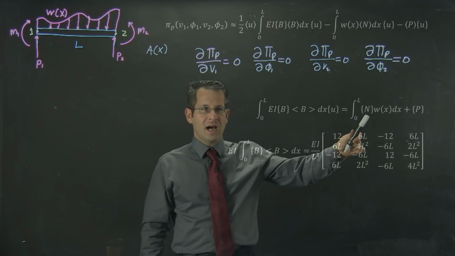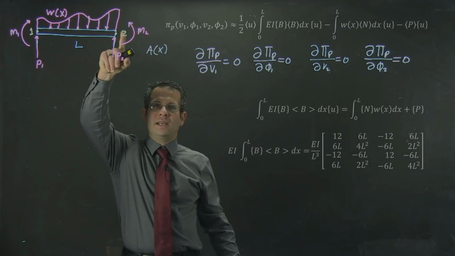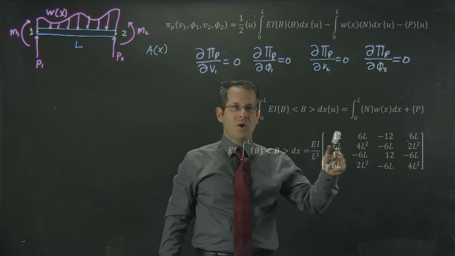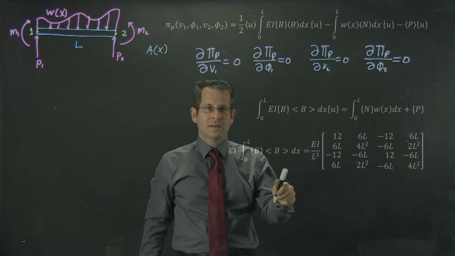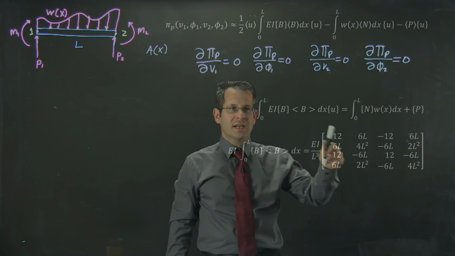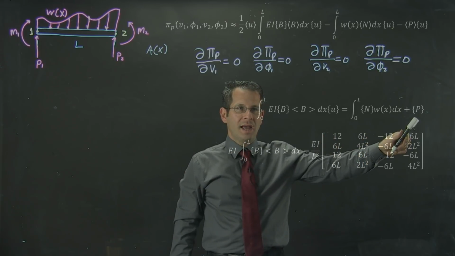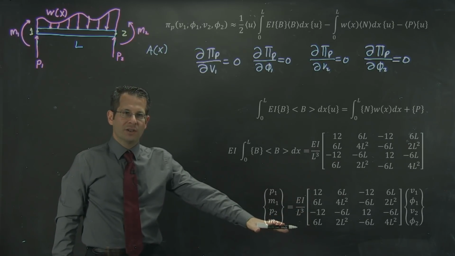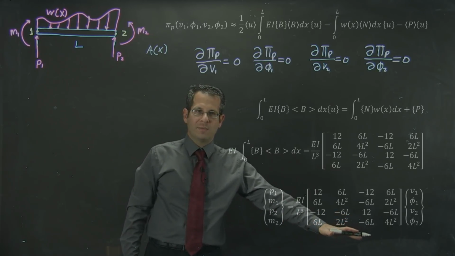If it turns out that w(x) is 0, or that there is no distributed load, then this goes to 0. I just get this integral, which I now know is a matrix, times my column vector u equal to my external forces and moments applied at the endpoints, which will result in this linear algebra equation, the same linear algebra equation I derived with the direct method.